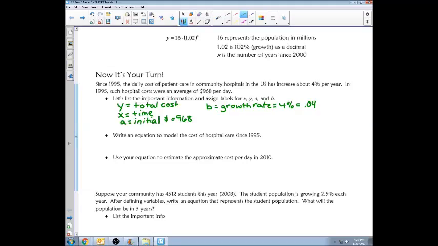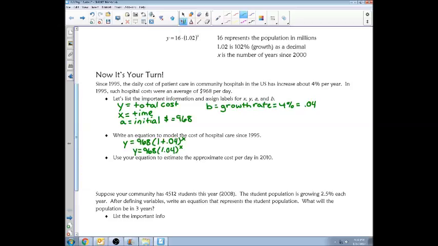Okay? So now we need to go ahead and write an equation to model the cost of hospital care since 1995. We are not going to know a time because it does not tell us how many years in the future that we're looking at. But we can do Y equals our initial amount, which is 968, times, now 1 is going to be the total amount that has already been accrued or already happened. So I'm going to do 1 plus my growth rate, which is 0.04. I'm going to raise that to the number of years of x. Okay? So let's simplify this equation out a little bit. We'd have 968 times 1.04 raised to the x power.